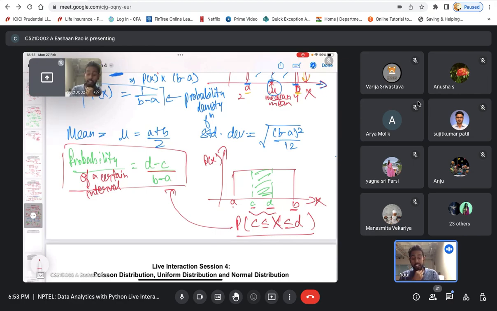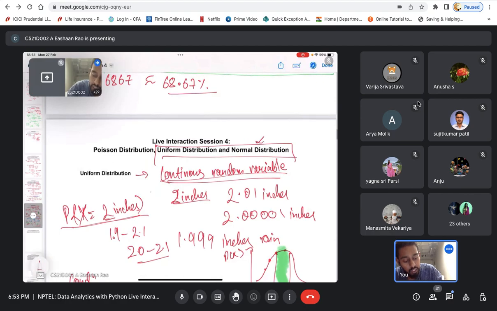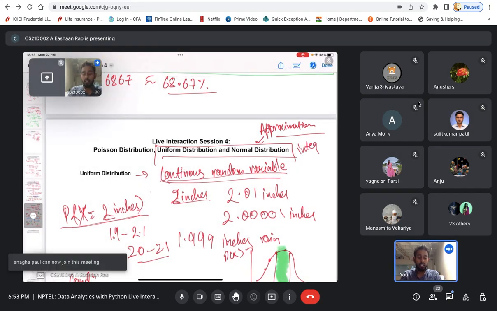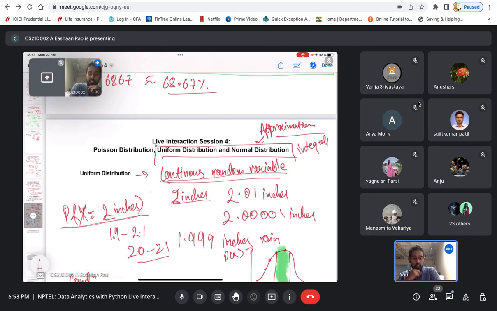Another aspect of this distribution is that these are mostly approximations, because we are directly using the formulas. We can also use integrals, integration, to find the area under the curve, and we can get a more precise value. But in one instance that I calculated, we found the integral value is also quite near to what we found using the formula.